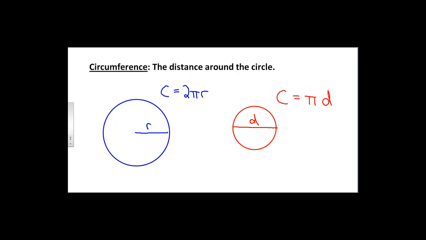You'll note that these two formulas are really the exact same thing, because in our first formula here, two radiuses, as we learned earlier, is really the same thing as a diameter. If I took this radius plus the second radius over here, two radiuses together would be the same thing as the length of a diameter of a circle. All right, let's try a few examples.